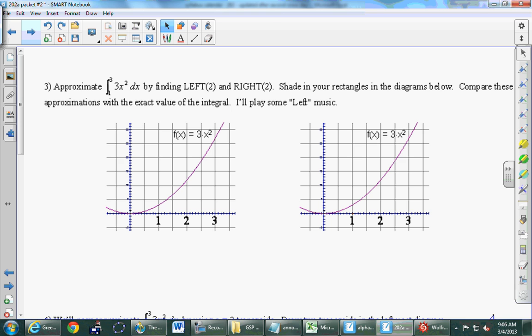I've got the integral from 1 to 3 of 3x squared dx. Why is it very silly to do this one using rectangles? Because we know how to do this one. Okay, well, let's just go ahead and get the right answer right now. What's the antiderivative of 3x squared? It's just x cubed, yes? Good notation.